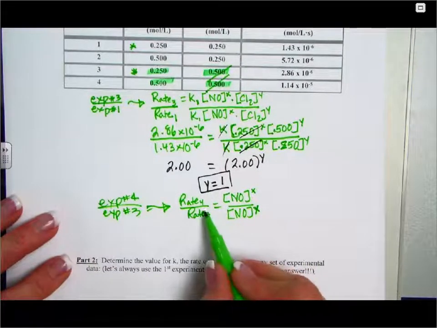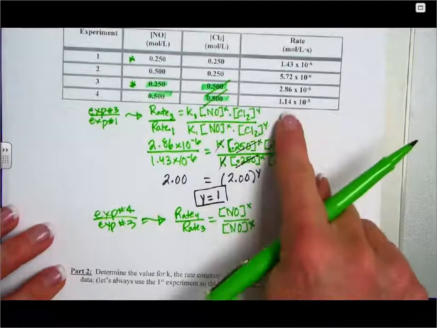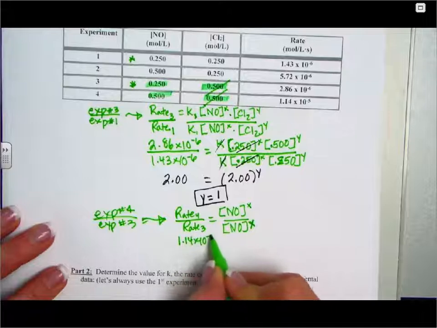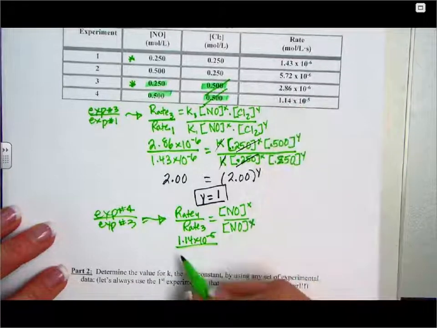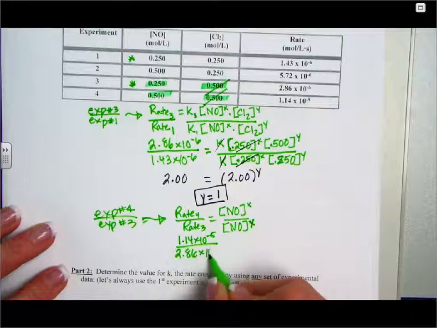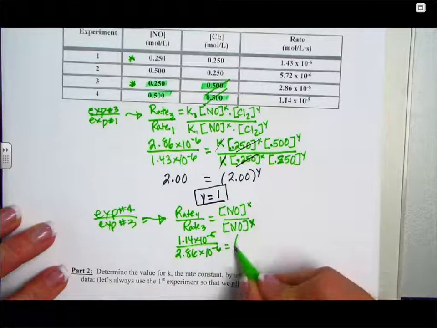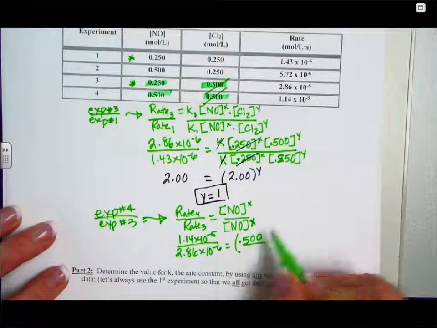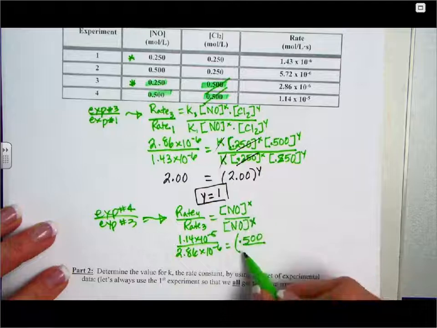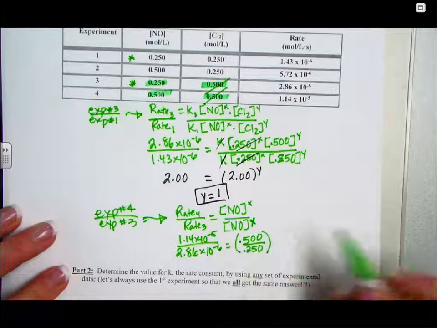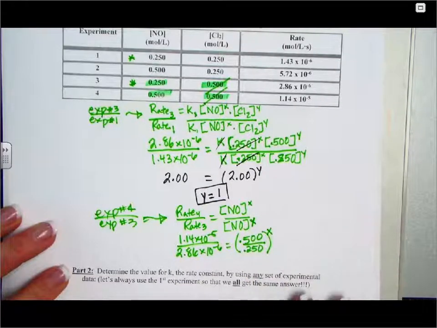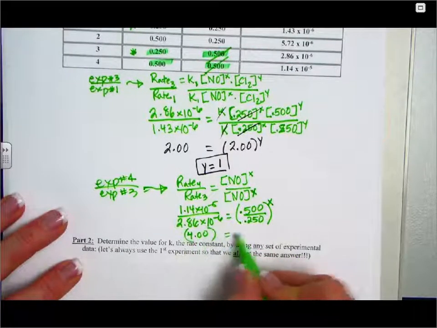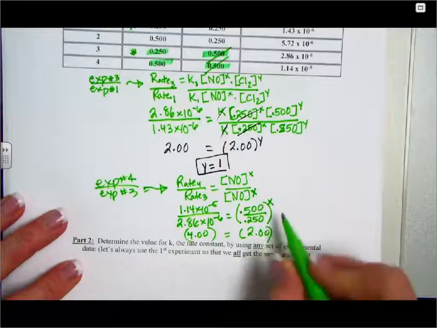All right, so that was plug in. Rate of 4, plug it in here, 1.14 times 10 to the negative 5, divided by 2.86 times 10 to the negative 6. And the concentration of NO is 0.500 in experiment 4 and 0.250 in experiment 3. That's all raised to the x power. You divide this, you get 4.00 equals 2.00 to the x power.